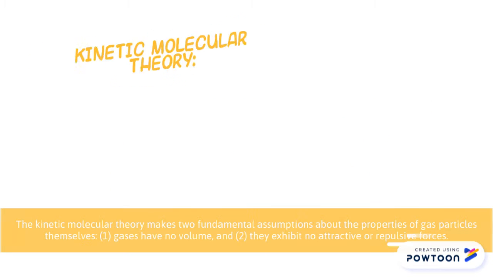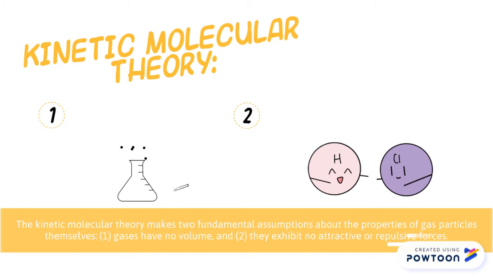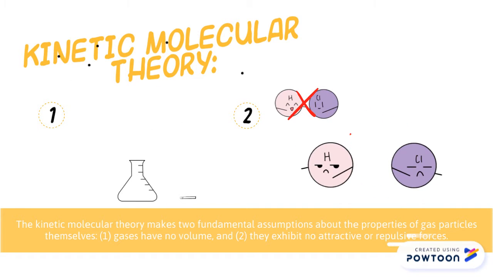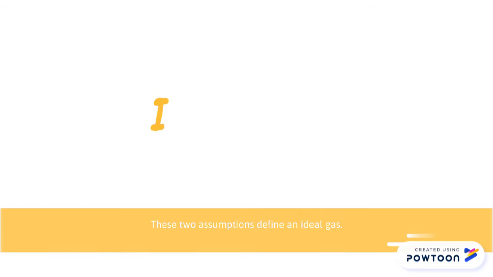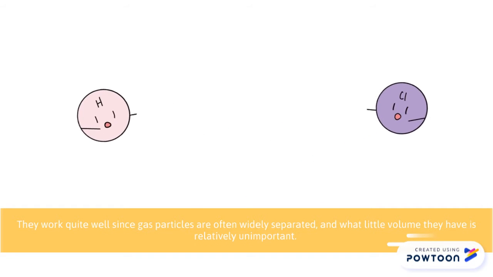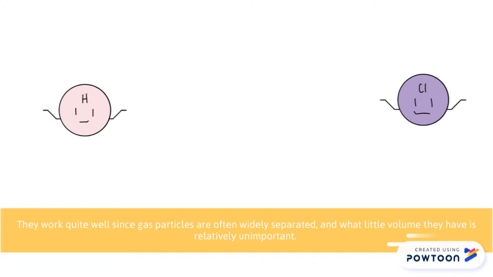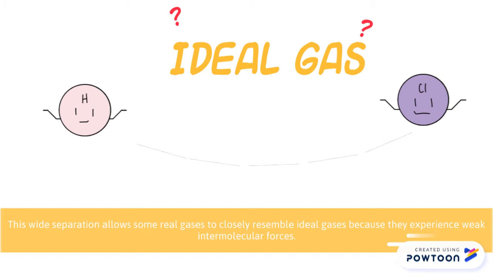The kinetic molecular theory makes two fundamental assumptions about the properties of gas particles themselves. Gases have no volume, and they exhibit no attractive or repulsive forces. These two assumptions define an ideal gas. They work quite well since gas particles are often widely separated, and what little volume they have is relatively unimportant. This wide separation allows for some real gases to closely resemble ideal gases as they experience weak intermolecular forces.